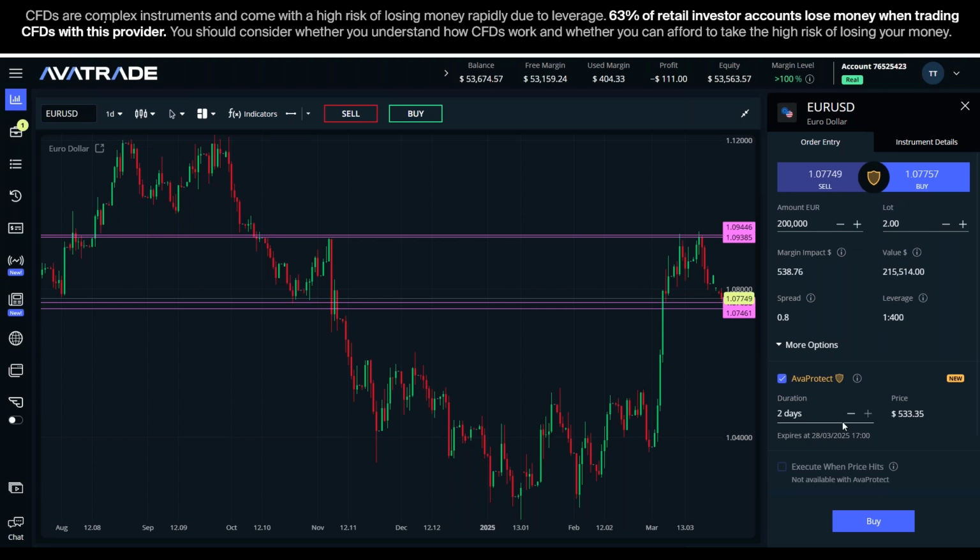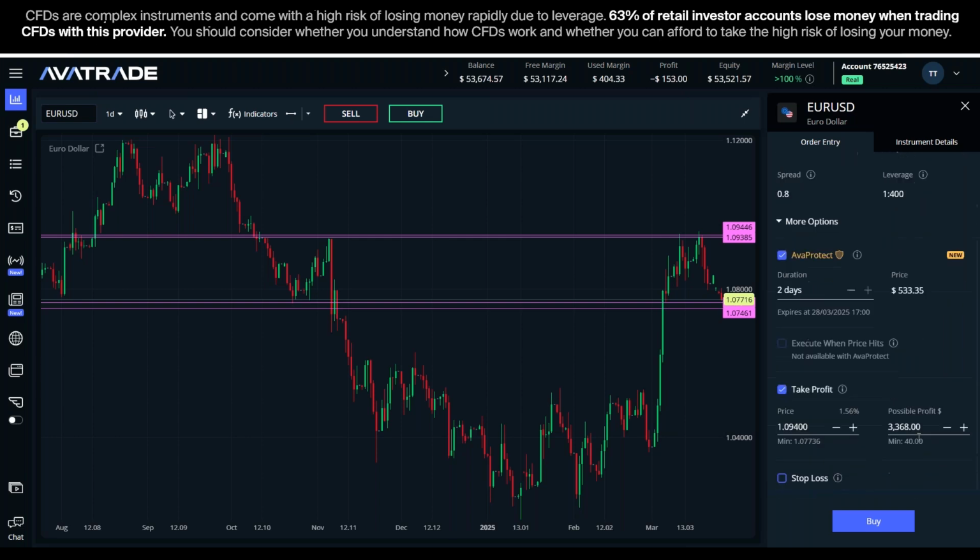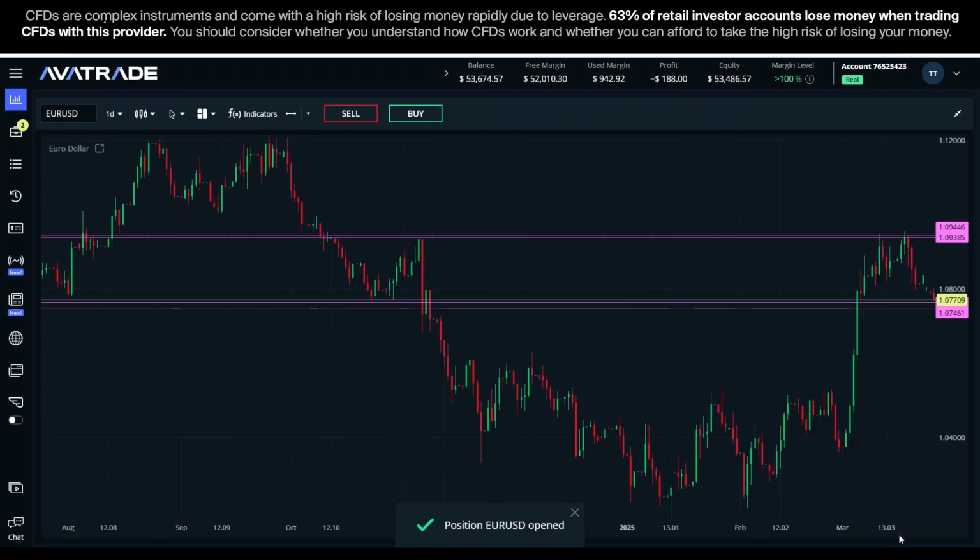Okay, and where do I want my take profit? I can still look at the same take profit up here. 109.40 is what we had said. So look at the profit potential, over $3,300, and a lot less for the cost of protection. Okay, so I've diversified this move with 2 different types of risk management.